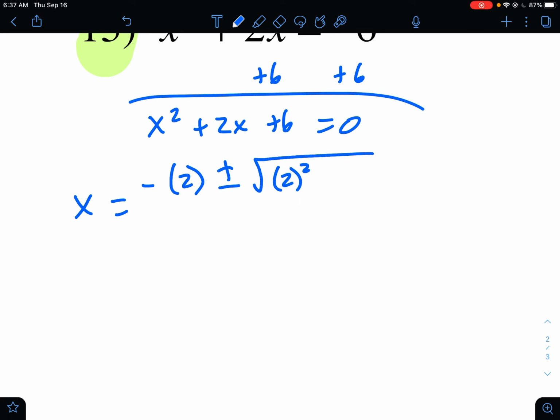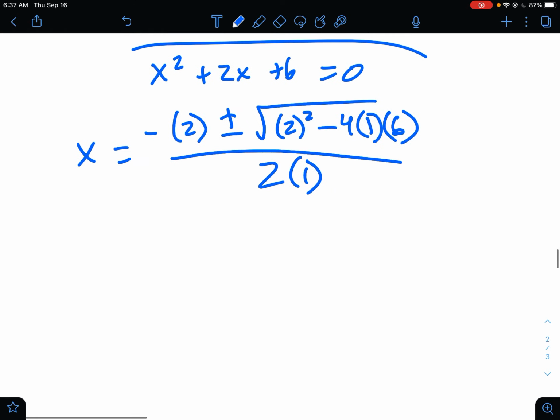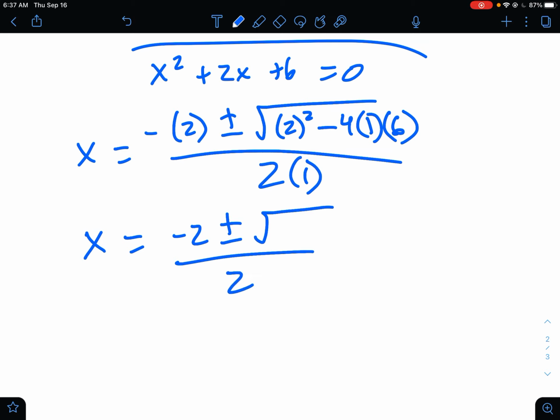It's the coefficient on x. Minus 4 times a. There's no number here, so the number is 1. And then c is a constant term. All over 2a. Again, a is 1 because there's no number there. And now we need to simplify it. So x equals negative 2 plus or minus the square root over 2 times 1 is 2. This is 4 minus 24 gives you negative 20.